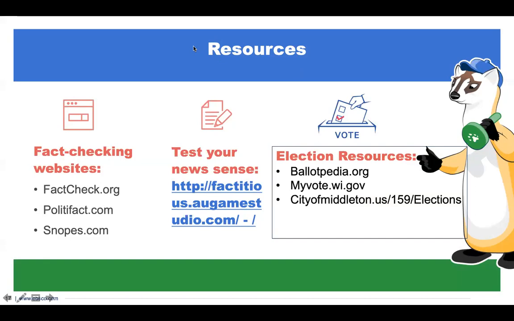So there are a bunch of different resources that you can use. I'm going to finish this PowerPoint here, and then we're going to look at some on my screen. But the best fact-checking websites, factcheck.org is a good one. Snopes.com is also another good one. And in terms of political information, since we're coming up on the election here, politifact.com is also a really good one.